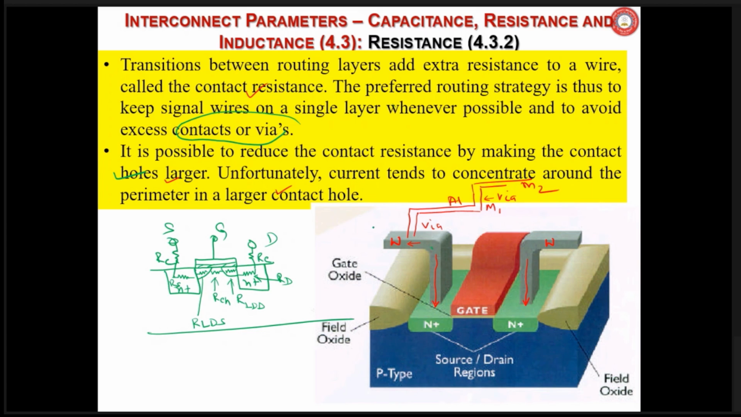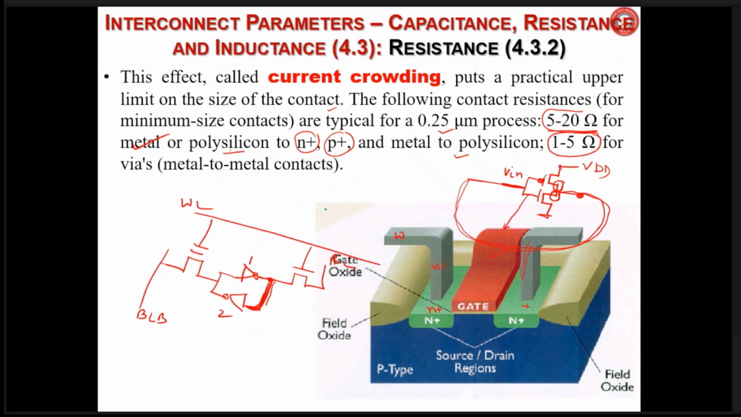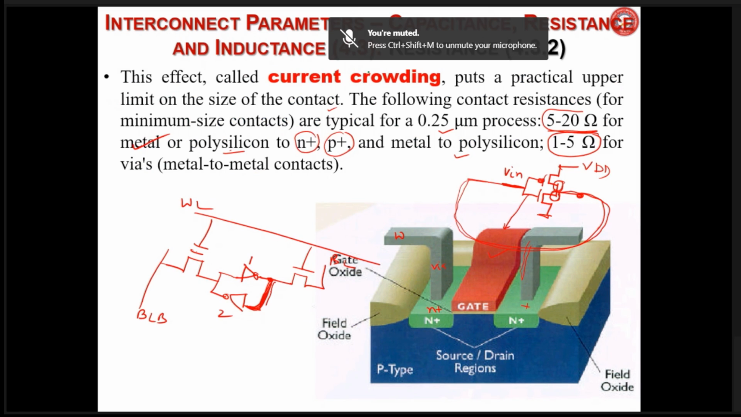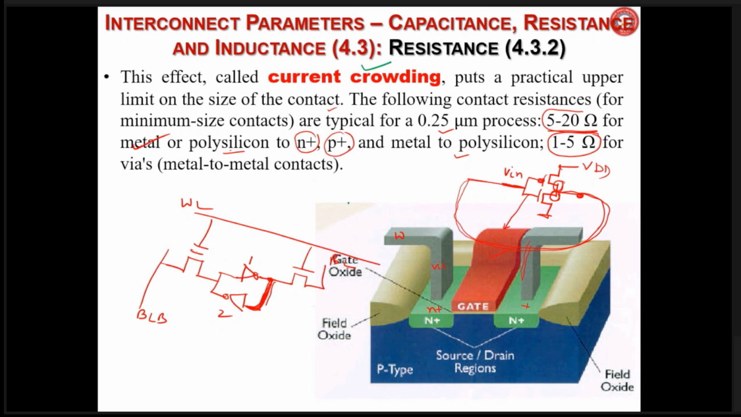We'll see what it means. If you have a circular wire, currents normally will be flowing to the outside periphery of the contact. Same is the case for rectangular. Also, we'll see here. This effect is called current crowding. Current will be crowding around the periphery.